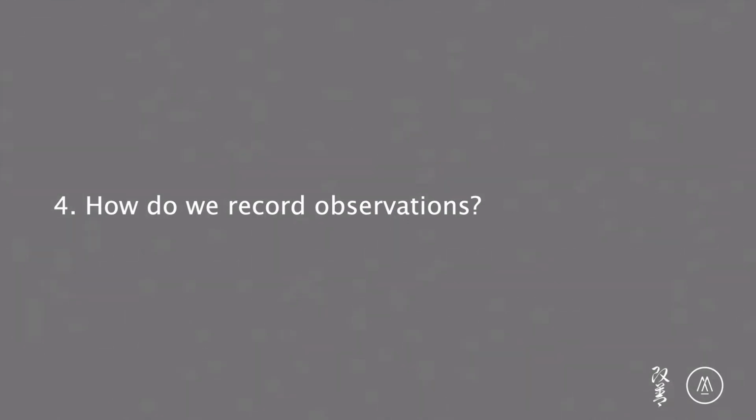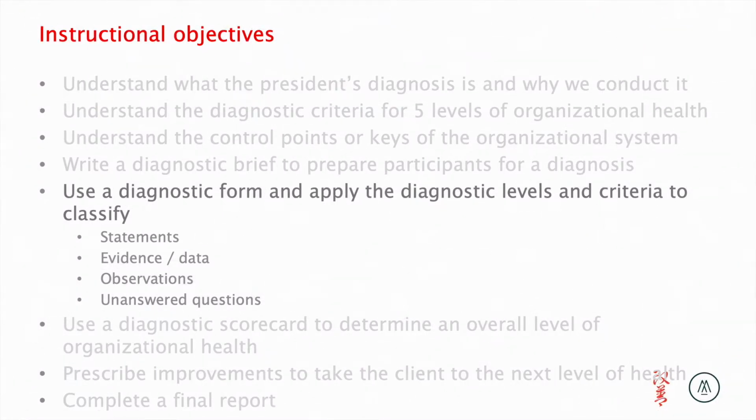Section 4. How do we record observations? The instructional objectives of this section are to use a diagnostic form and apply diagnostic levels and criteria to classify statements made by clinicians and staff, evidence and data, observations that we make as diagnosticians, and to record unanswered questions.